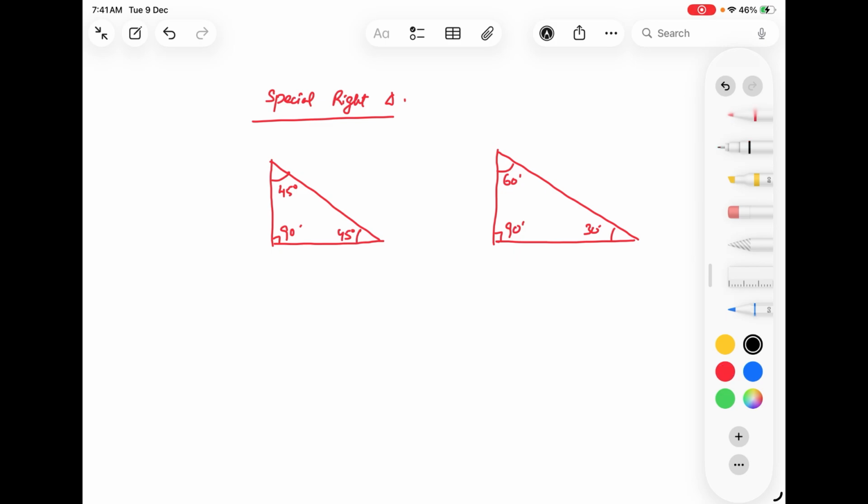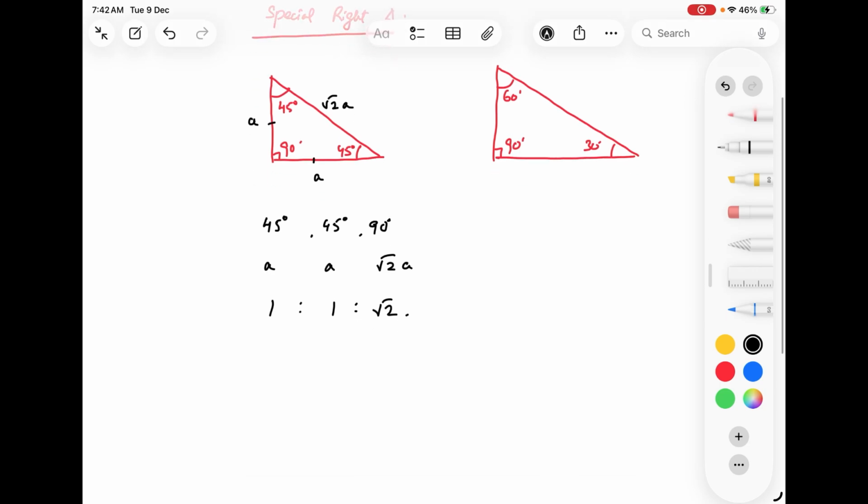Now we have to remember a few things. Here these two sides are equal because sides opposite to equal angles are equal. So if this is A, this is also A, and this is root 2A. So you have to remember that in a 45, 45, 90 triangle, this side is A, and this is root 2A. That is the side opposite to these angles. Or you can say that the ratio is 1:1:root 2.